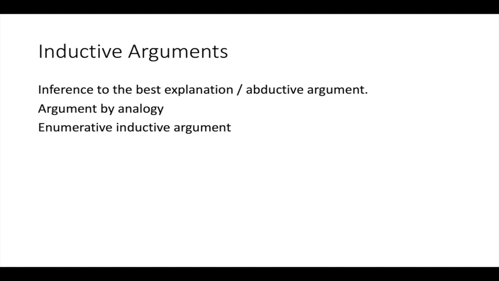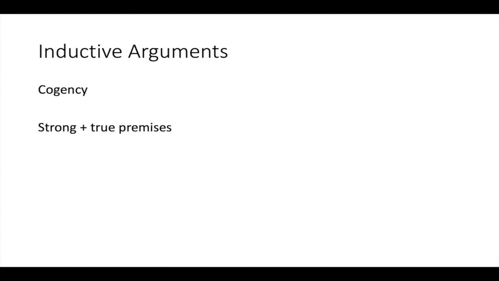Then we looked at arguments by analogy, and we said the question there is, are the things that we're comparing relevantly similar? Are they alike in the relevant ways to really give us good evidence that the conclusion follows? And we looked at enumerative inductive arguments, and there we said, is the sample size big enough, and is it a representative sample that we are justified in drawing our conclusion? Okay, so these all have to do with the strength of an inductive argument.